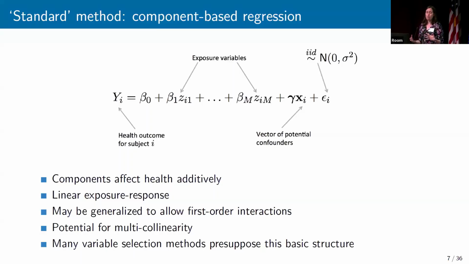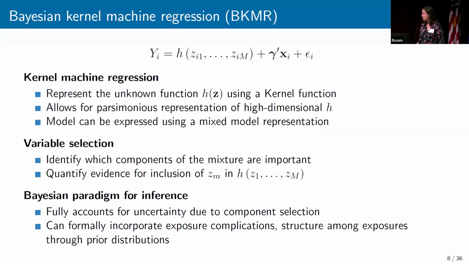And then if we're wanting to look at bad actors, we might want to do a variable selection approach. But traditional variable selection approaches often presuppose this basic linear and additive form. And so we want to be able to extend that and move beyond those simple assumptions. So that motivated this BKMR, Bayesian kernel machine regression approach. This equation shouldn't look too much different from the one from the prior slide. All it's doing is replacing the linear and additive form of the mixture components Z1 through Zm with this H function, this exposure response function.